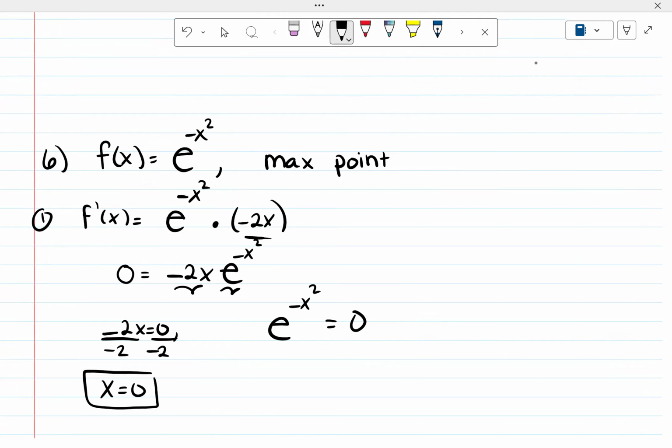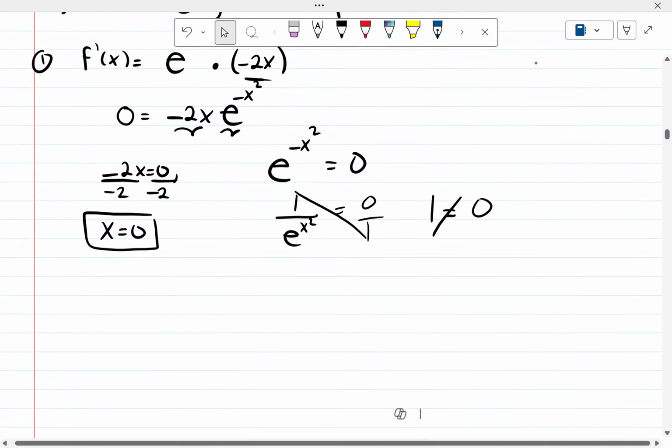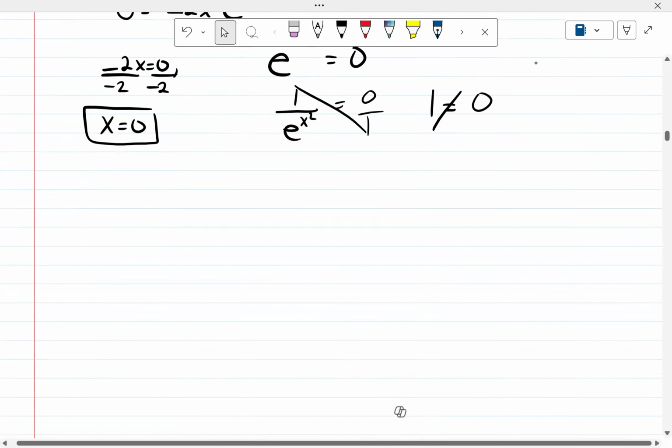I think this is undefined because e to the negative x squared is the same thing as 1 over e to the x squared equals 0, and then if you cross multiply, 1 equals e to the x squared times 0, which is 0. This is a false statement. 1 is not equal to 0. So I think our only critical value is x equals 0. Okay, step 2 is putting it on a number line.